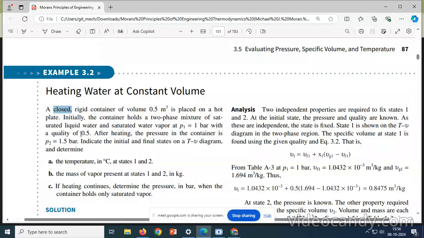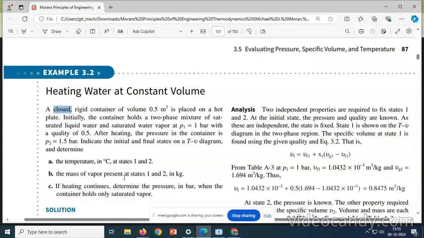They have given the pressure here. After heating, the pressure increases up to 1.5 bar. Indicate the initial and final states on a T-V diagram. T-V means temperature and volume. On this temperature and volume diagram, we have to draw the sketch and determine the temperature in degree centigrade at states 1 and 2. Now, while finding this temperature, it is very interesting how the temperature is going to increase or decrease or what is going to happen.